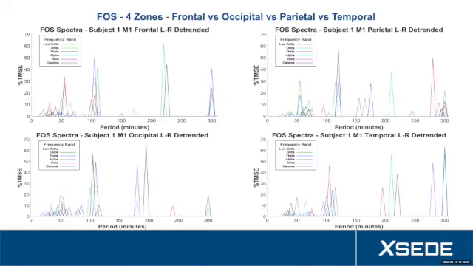This is again the magnetometer in 4 different FOS plots, looking at frontal, occipital, parietal, and temporal regions. So that's almost an equal amount of signals for each region. Again, it's showing us that there are similarities, but there are also differences if we're looking at just different regions of the brain all at the same time. Next slide, please.